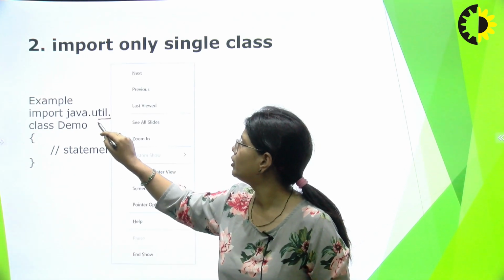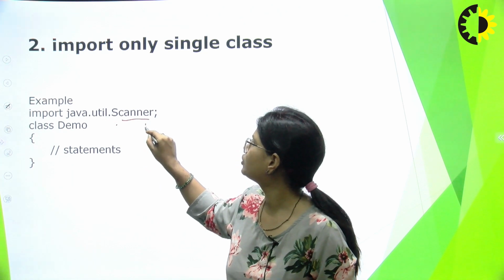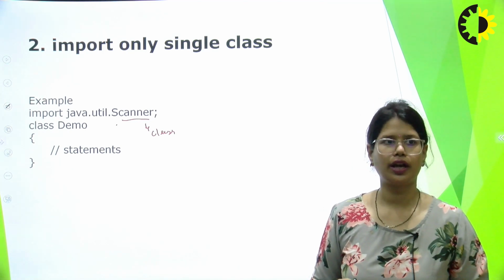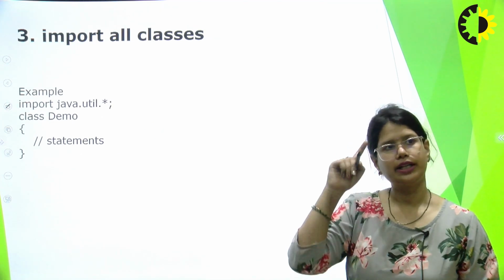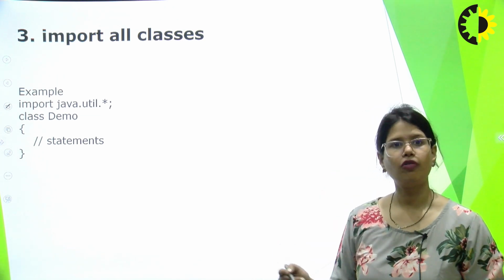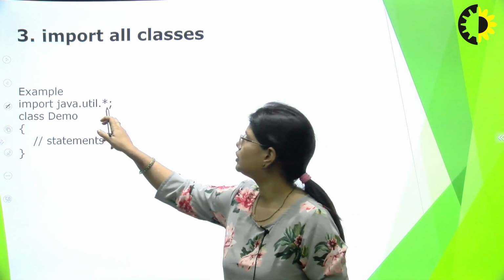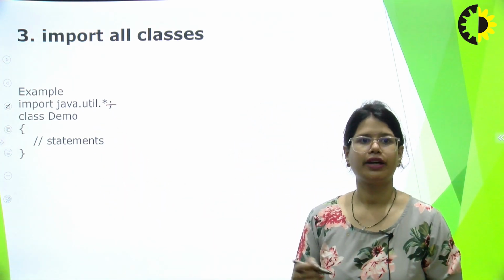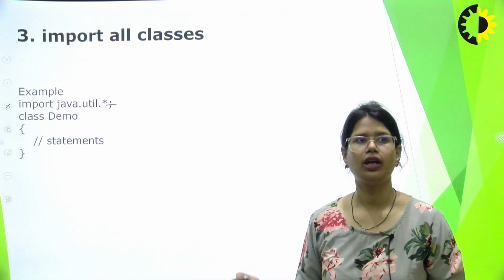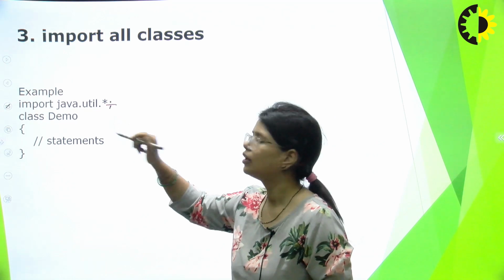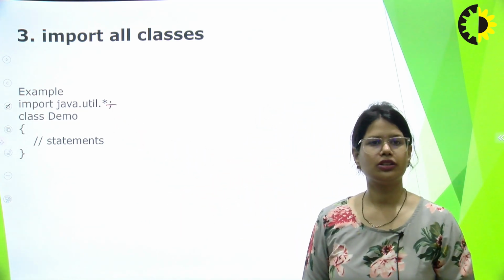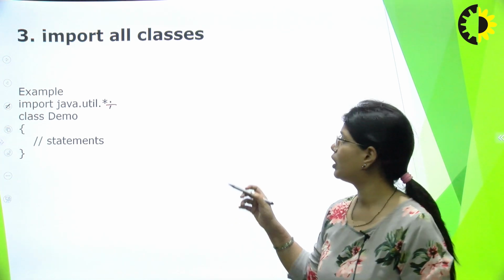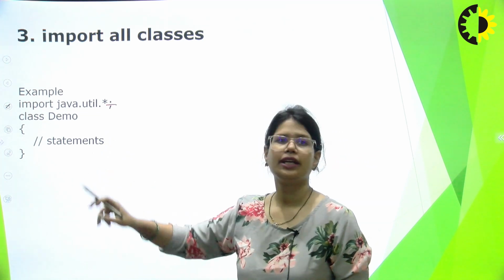Util is a package and Scanner is a class in that package, right? So the third way is to import all the classes. How will we do that? By just writing the asterisk, as we do in the SQL query, that select star. When we do select star, all the entries come. Likewise, when we use star with the package, all the classes in that particular package come under it, and you can use all the classes.